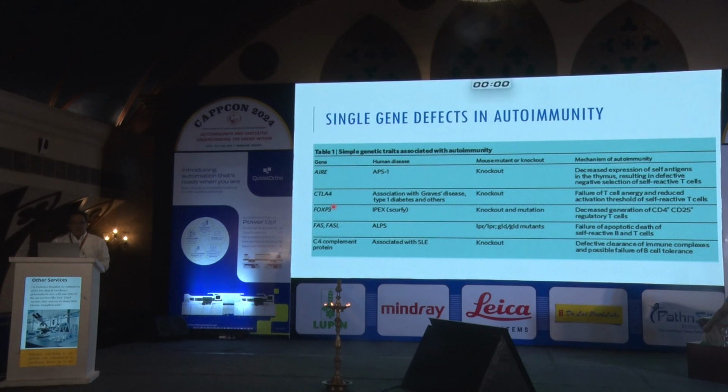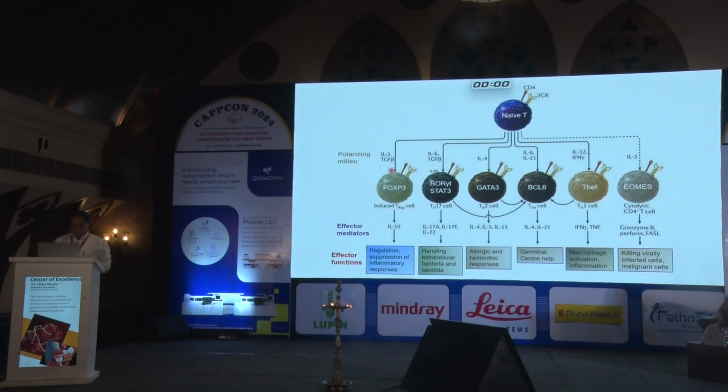But these are diseases where you don't see ANAs or the typical autoantibodies. These are diseases because of single gene defects. For example, the AIRE defect will give rise to APS1, but you don't see autoantibodies here. This is all a T-cell mediated kind of disease. Similarly, in diseases like IPEX, where there's a mutation in the FOXP3 gene and there are no T regulatory cells, the phenotype is very different because you don't see autoantibodies there.